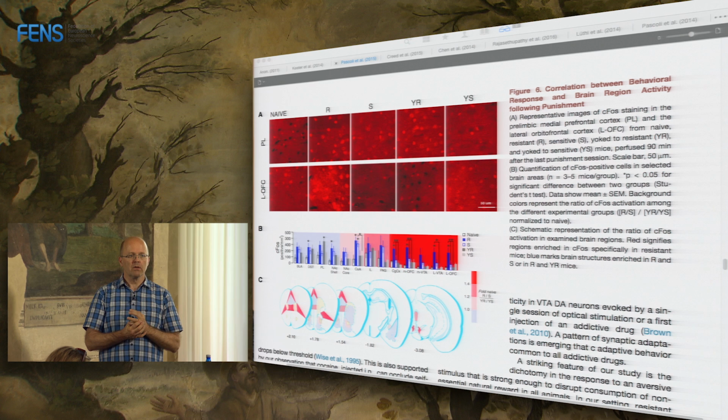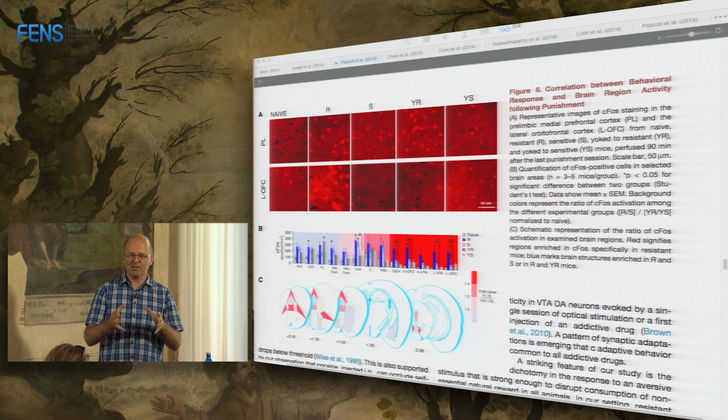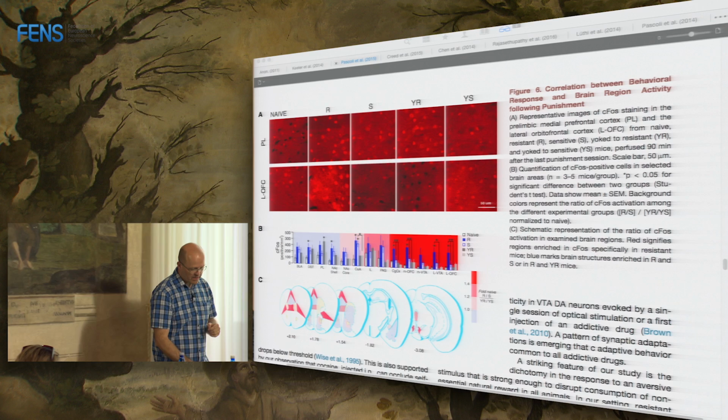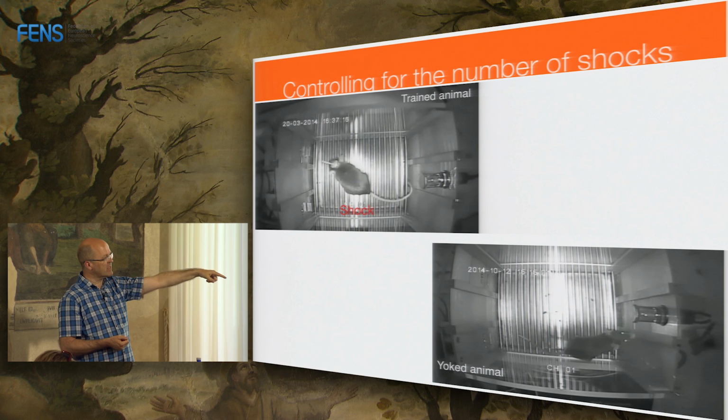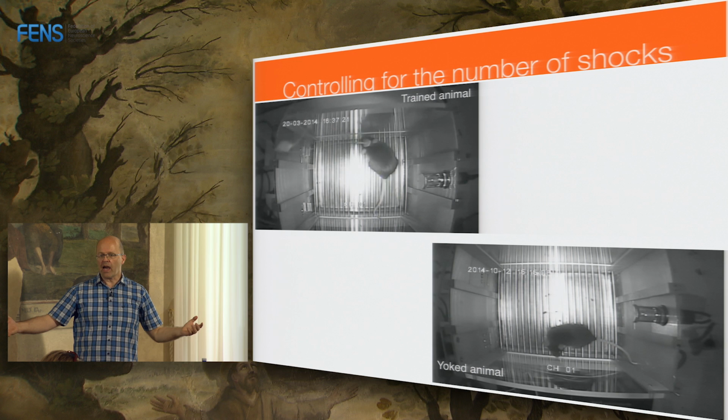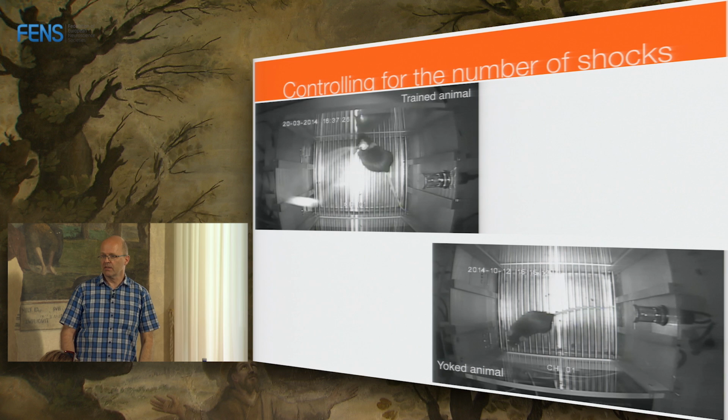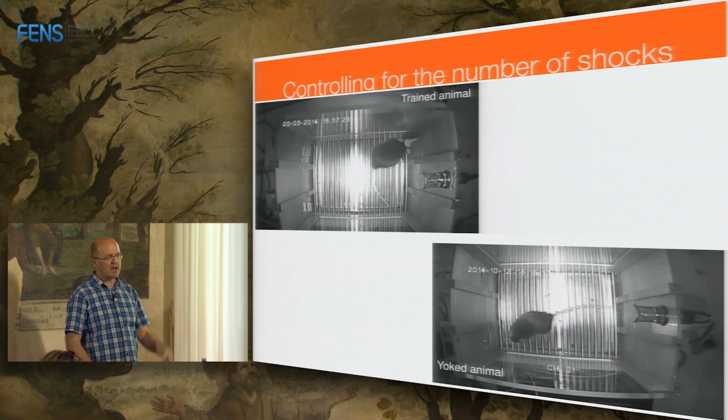Yoked. Well, this is a word. What do you mean? The control group that is getting the same number of shocks. Yeah, so this is the experimental setup. We have the animal that is trained to self-administer, paired with a yoked animal that sits in the cage next door, has never seen a laser reward, and gets a shock each time the animal above gets a shock as well. This is really a mean experiment, but this is how we control for the number of shocks.